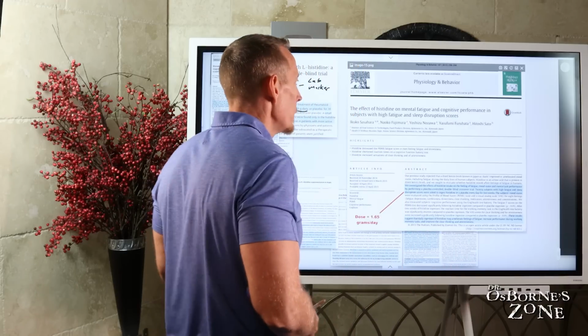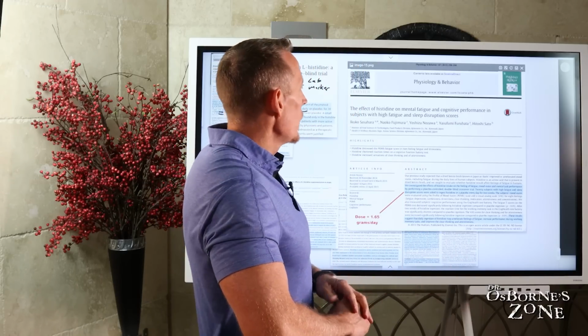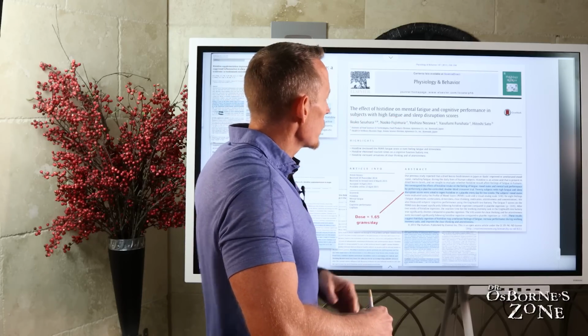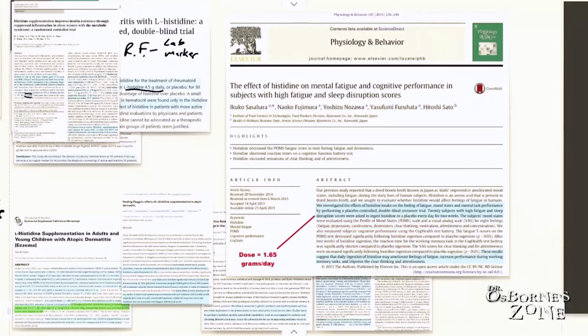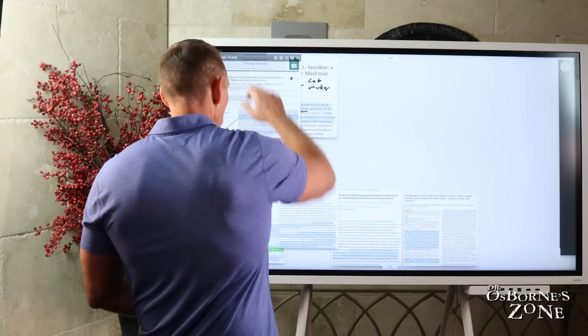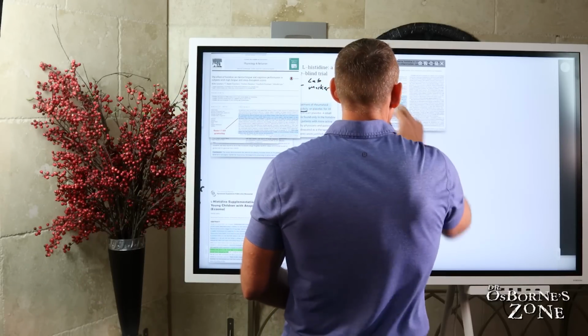So here's another study in humans on cognitive performance in subjects with high fatigue and sleep disruption scores. They gave 1.65 grams a day to these patients. This was a double-blind placebo-controlled trial with 20 subjects with high fatigue and sleep problems. The results suggest that daily ingestion of histidine may ameliorate feelings of fatigue, increase performance during working memory tasks, and improve the clear thinking and attentiveness of these patients. So cognitive performance enhancement.